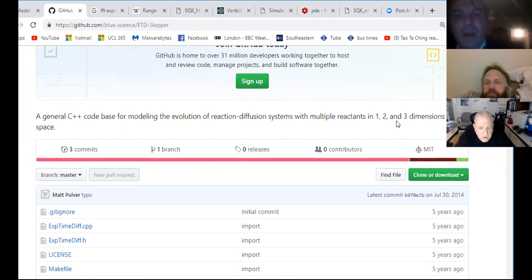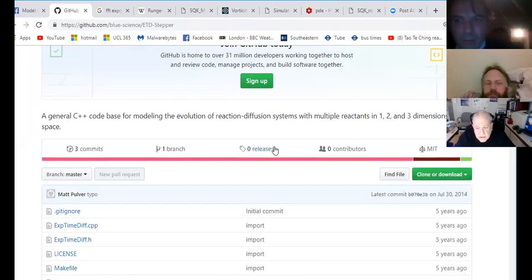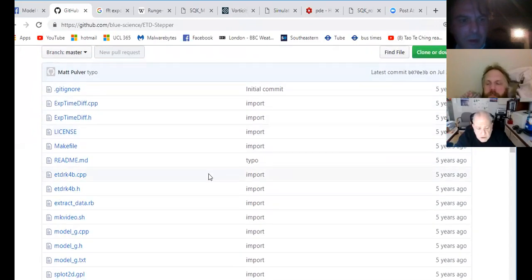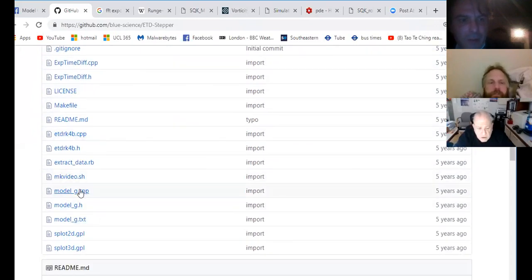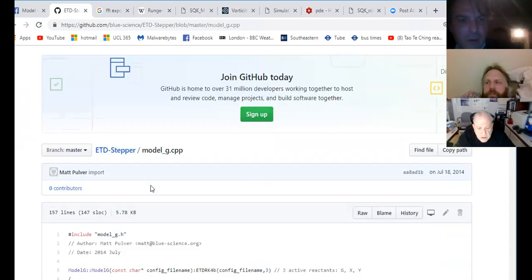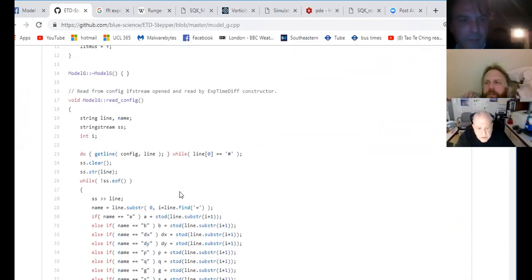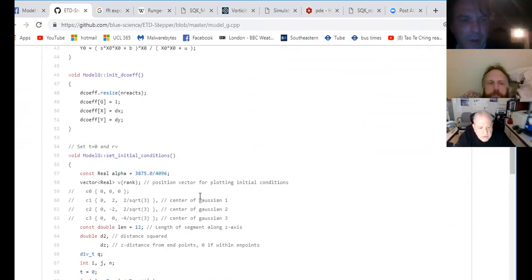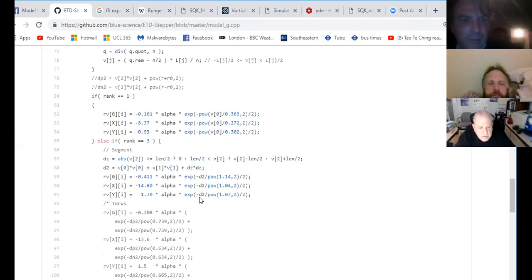I'm going to email Matt Pulver and ask him what he means by 1, 2, and 3 dimensional space. Okay, so I believe that's in the code we were just looking at. So if you go back to that Model G code, yeah, and you scroll down and you'll see segment code right there.